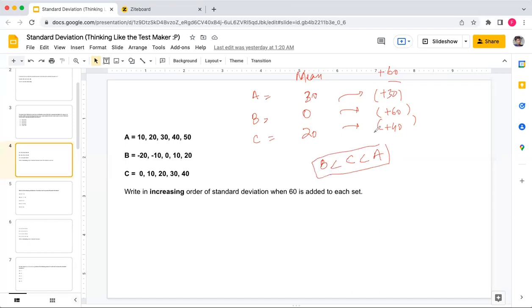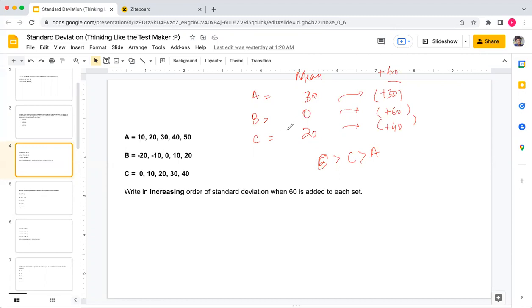So whenever you see such questions, I just take the sign first. B is greater than C, which is greater than A. Got the point? That is how the standard deviation of B is greatest, then C, and then A.